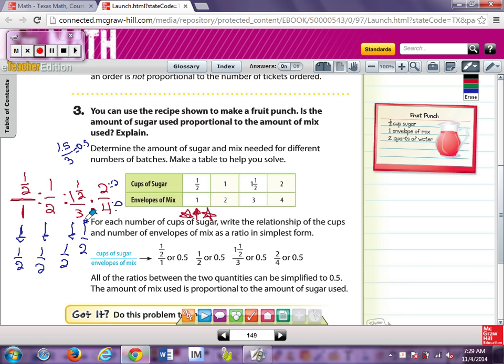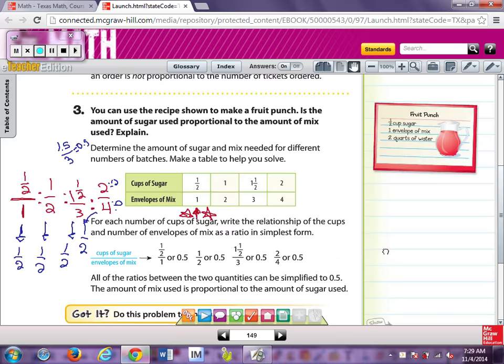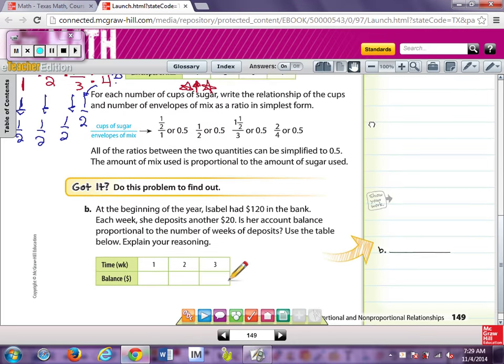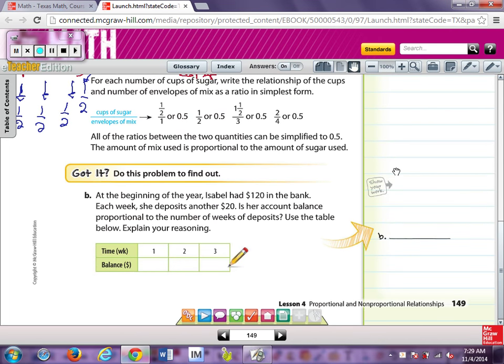Because I have the same constant ratio here, I know I have a proportional relationship. It doesn't matter if I have fractions and they look scary. When I really look at them, I realize they're not that bad and they're a lot easier to work with probably than decimals. So now it's your turn to do the Got It.